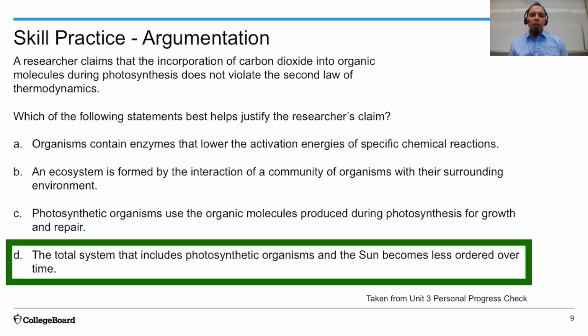The total system that includes photosynthetic organisms and the sun becomes less ordered over time. The key is less ordered, tying that back in to the fact that the researcher was looking for something that does not violate the second law of thermodynamics.